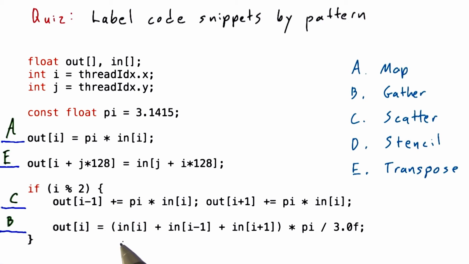And again, this looks very much like a stencil operation since it's reading from a local neighborhood and doing some averaging and writing the result. But I wouldn't call it a stencil because it's not writing into every location because of this guard here. So that's why I refer to this as a gather rather than a stencil.